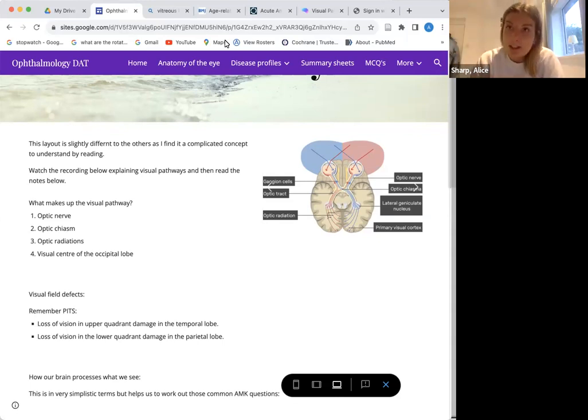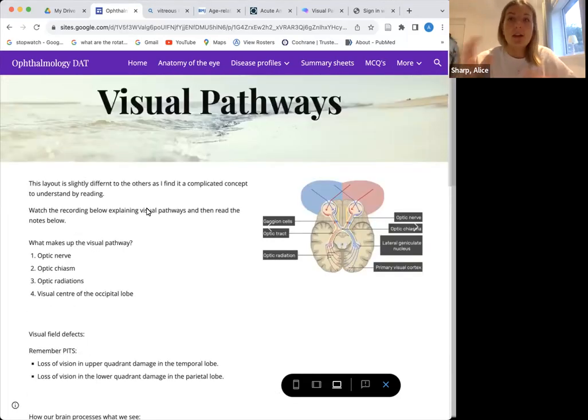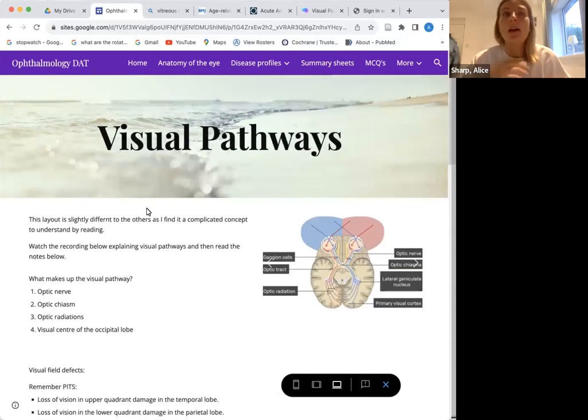For this section, I'm going to go through visual pathways and loss of vision. This is a concept that I found really challenging until I understood it. Now it's something that I love when it comes up in an exam, because I can draw it out and figure it out.